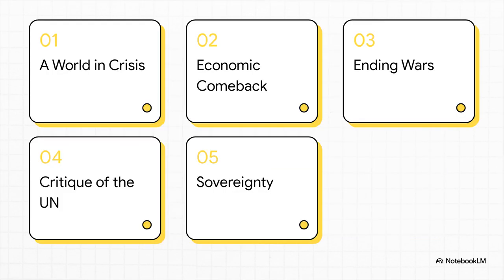And here's the roadmap for how that story unfolds. The whole speech is basically built on these 5 pillars. You start by laying out the problem, a world in crisis. Then you move to the solution, America's economic comeback and a new strength on the world stage. And finally, you wrap it all up with a big, bold vision for the future.